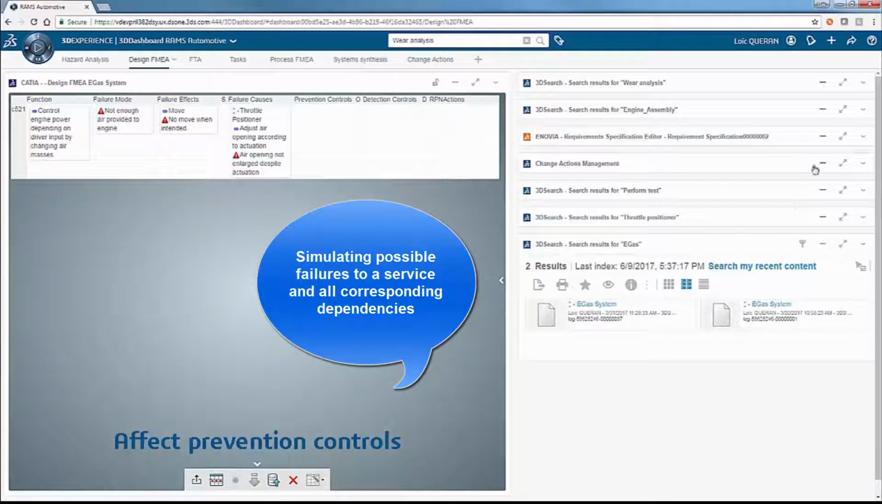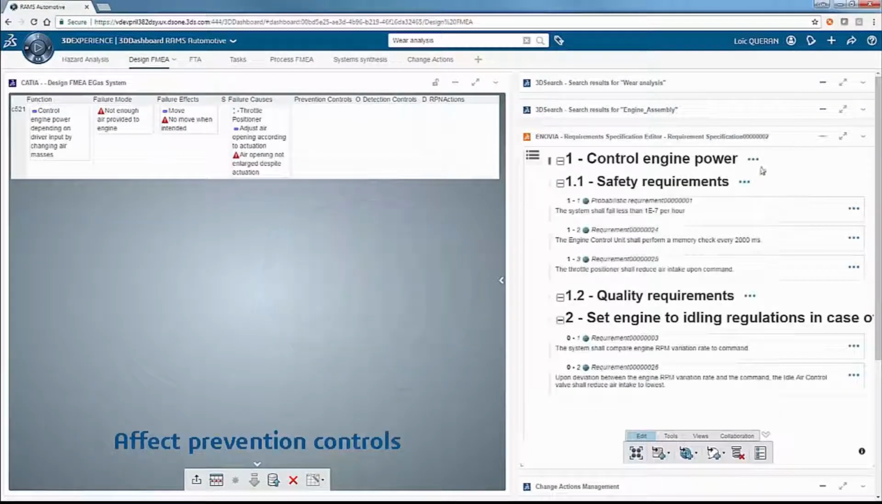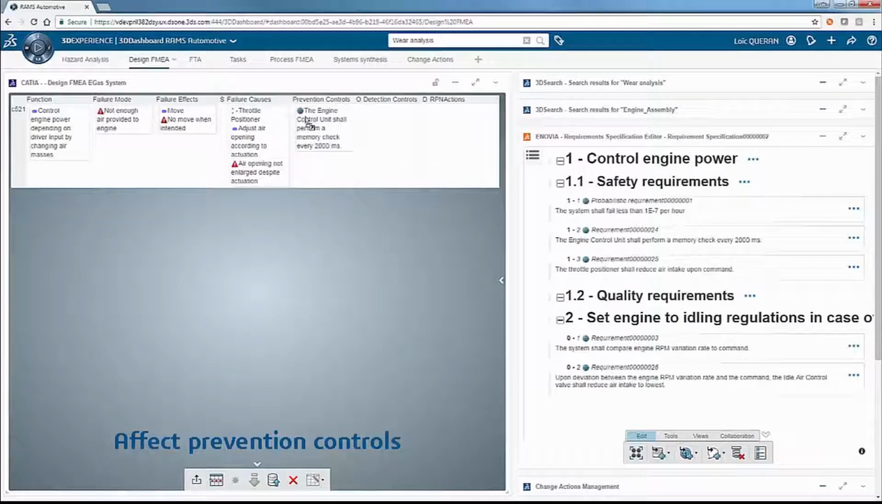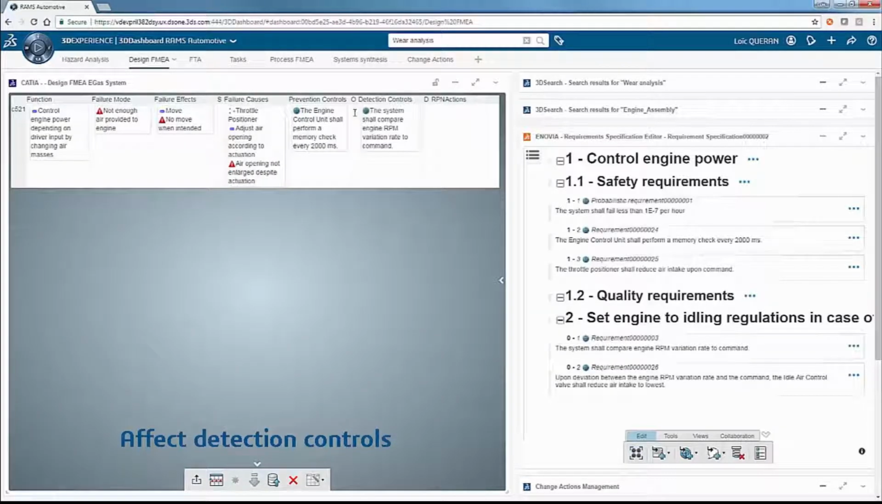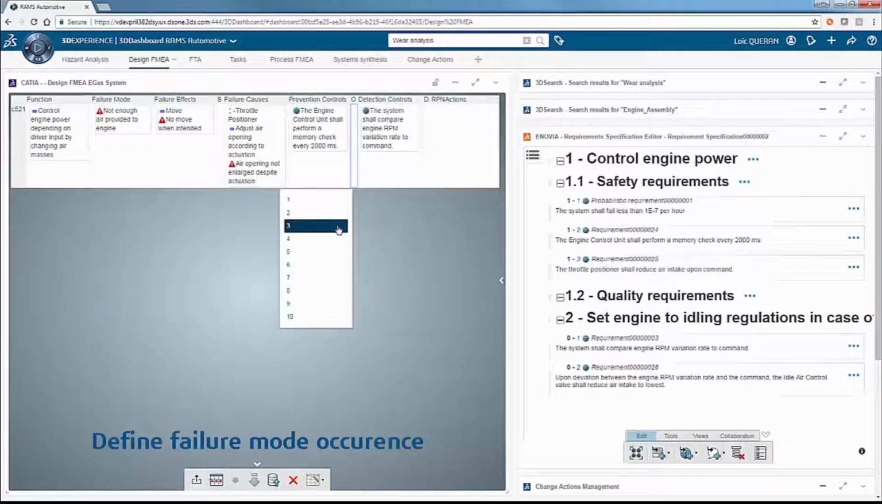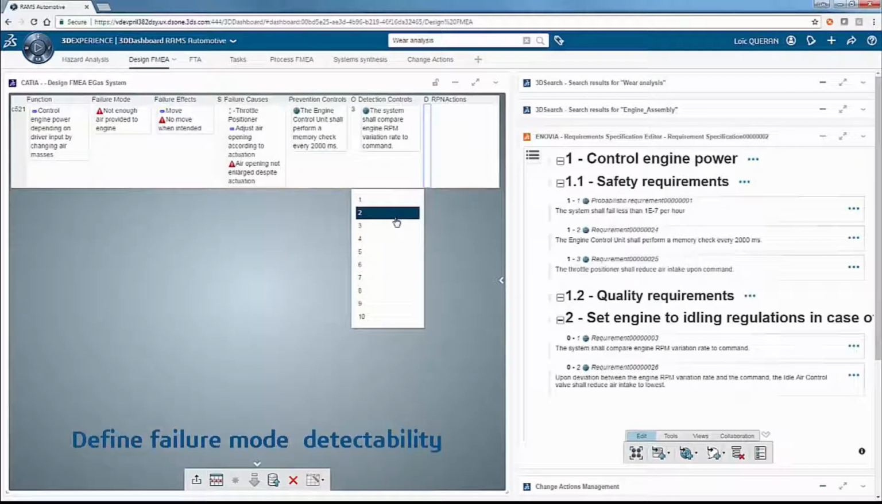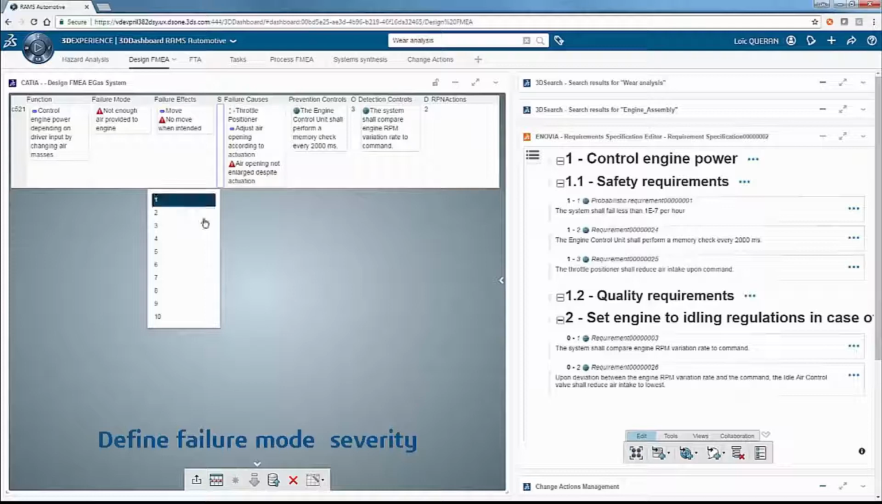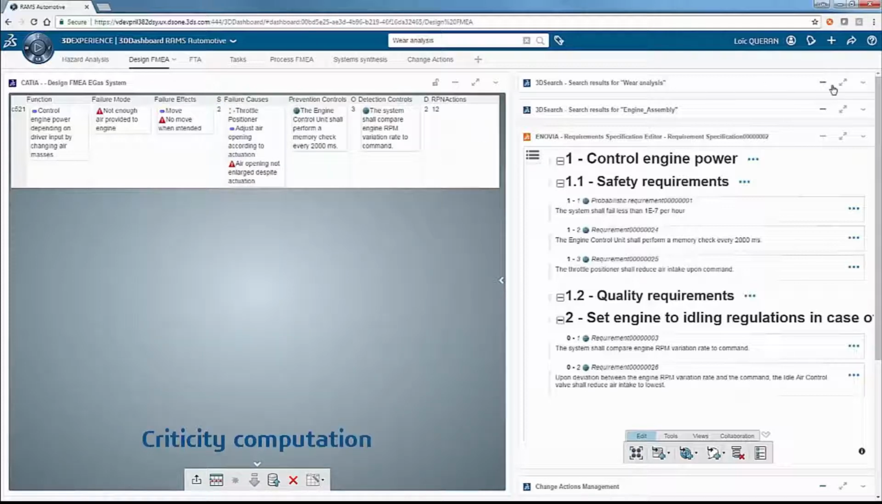Prevention controls are defined with the system architect to prevent or reduce the likelihood of occurrence of the failure causes or effects. Detection controls are also defined to detect the failure causes or mode in time in order to take corrective actions. The occurrences as well as the detectability are quoted on a scale of 10, from the less to the most critical. The resulting severity is defined by the multiplication of these quotations.